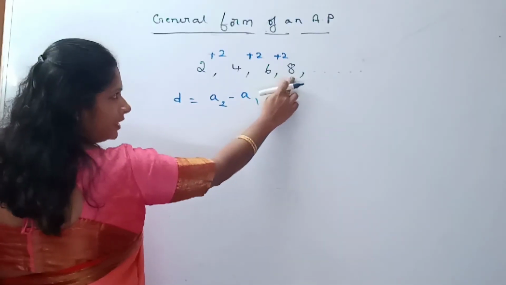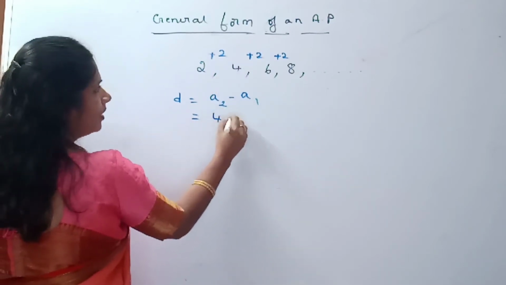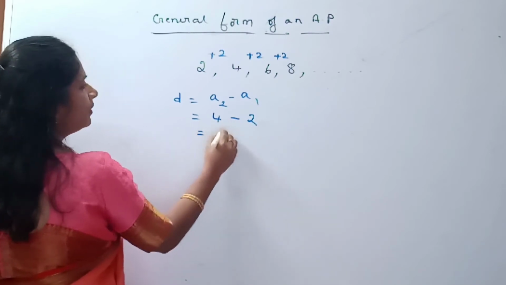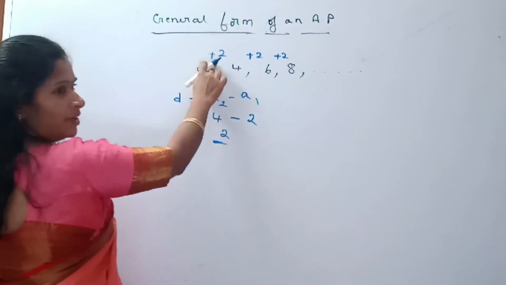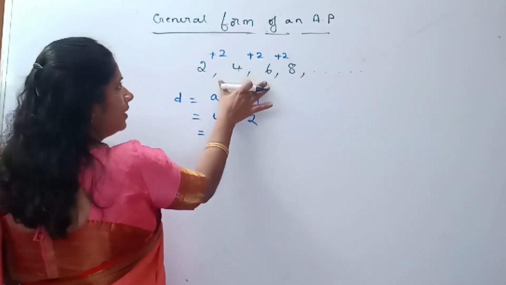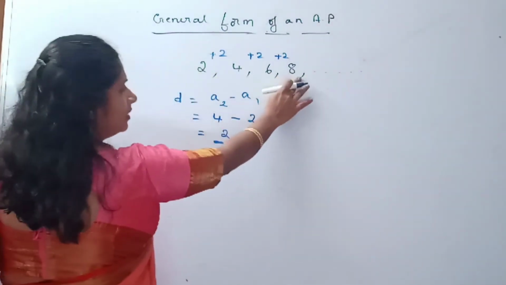Take the sequence 2, 4, 6, 8, and so on. The fourth term is 8. What is the second term? It is 4, minus the first term, which is 2. So the common difference is 2. The common difference throughout the sequence is the same, so this sequence is in AP. Is it clear? This sequence is in AP.